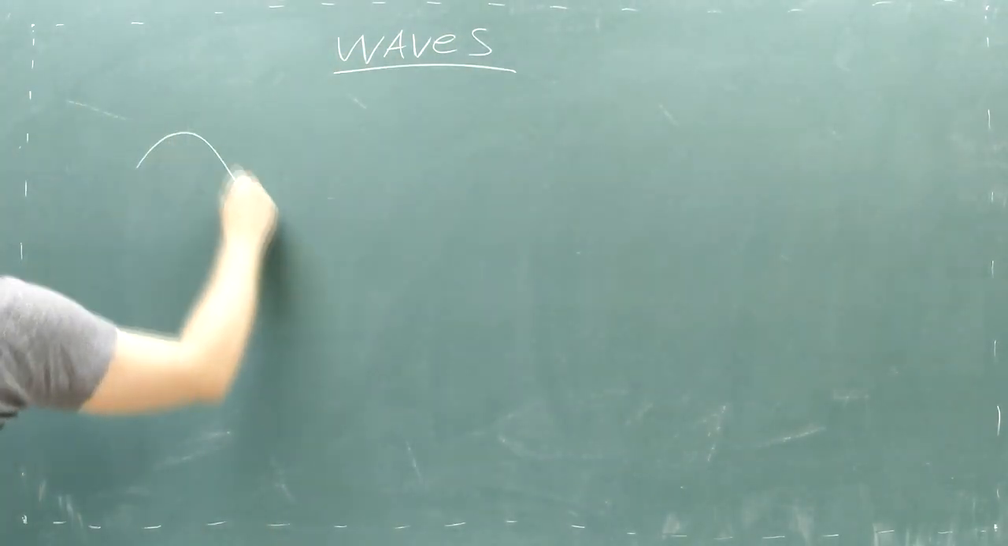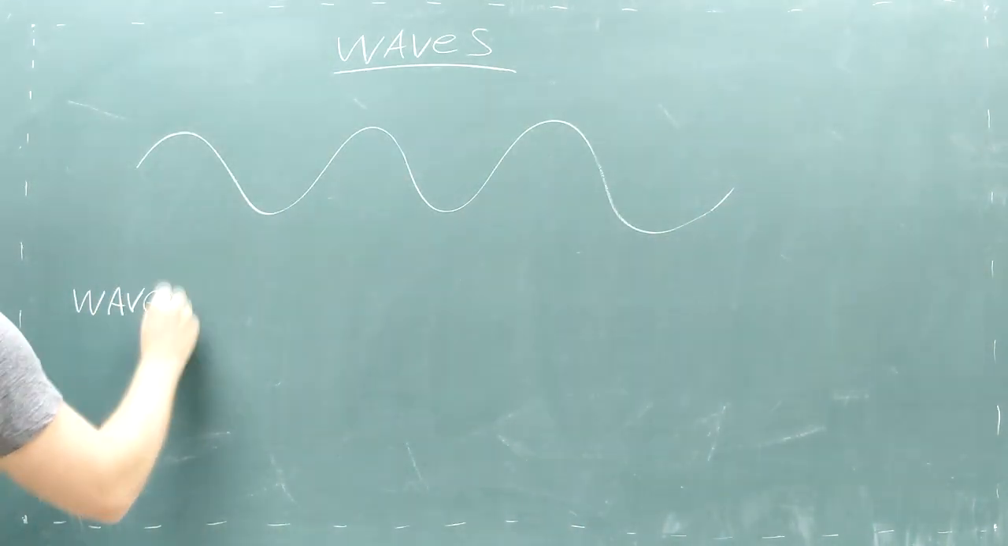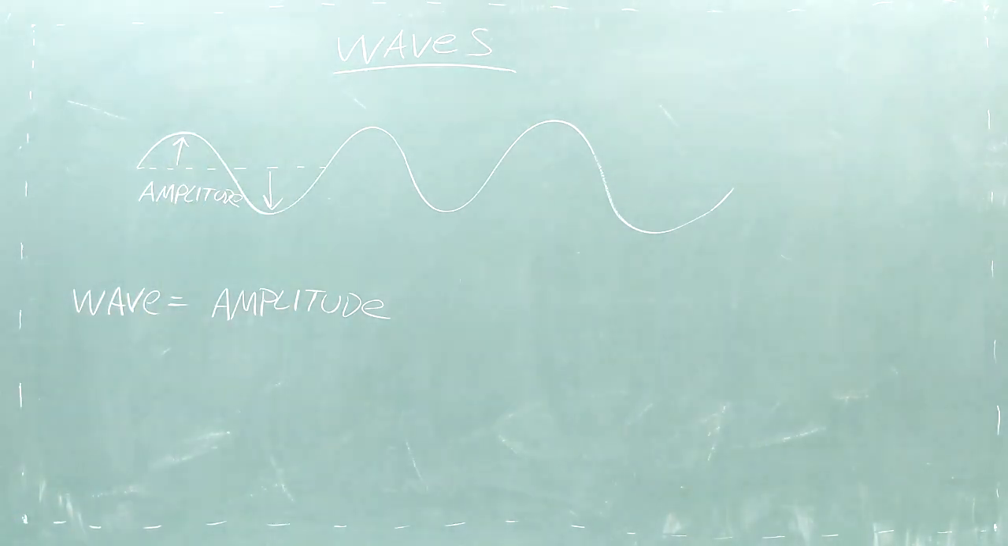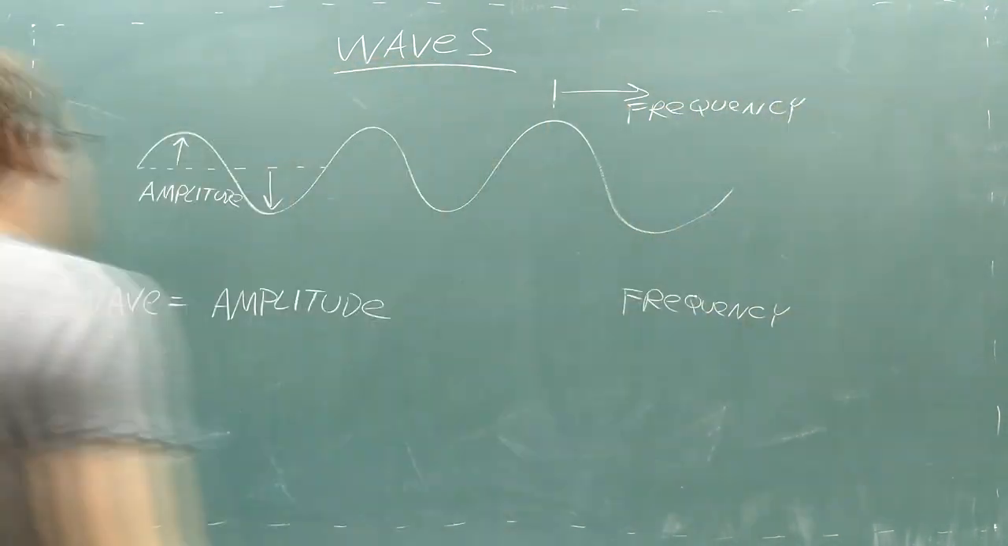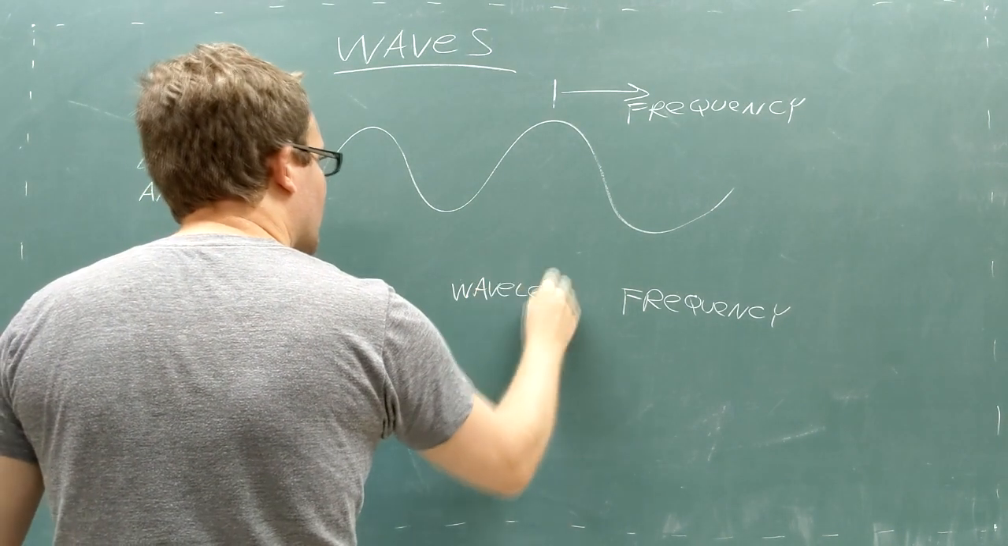Physicists use waves to model sound and light. A wave has four important pieces. First is the amplitude. A wave's amplitude tells you how high each peak reaches above the midpoint. Second is the frequency. A wave's frequency is the number of peaks that pass by a particular point in each second.